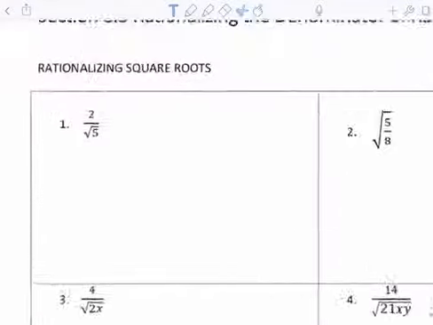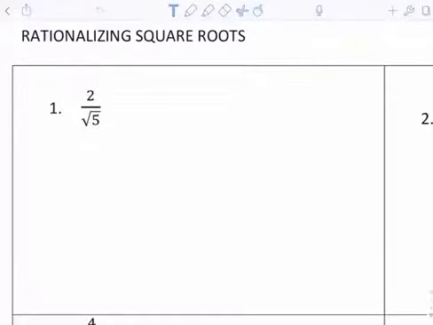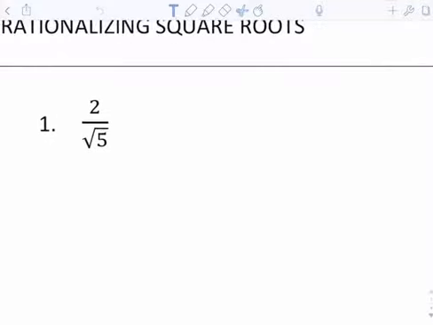So let's say in number 1, our final answer is 2 over the square root of 5. We cannot leave that square root of 5 in the denominator. I don't care about radicals in the numerator. What we care about is radicals in the denominator. So let's think about how we could get rid of that square root 5. What could you multiply the square root of 5 by so that your answer would not be a square root anymore?